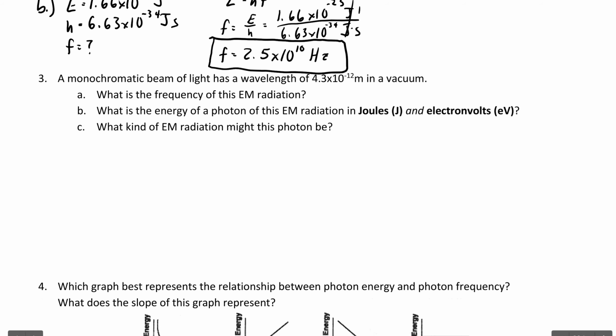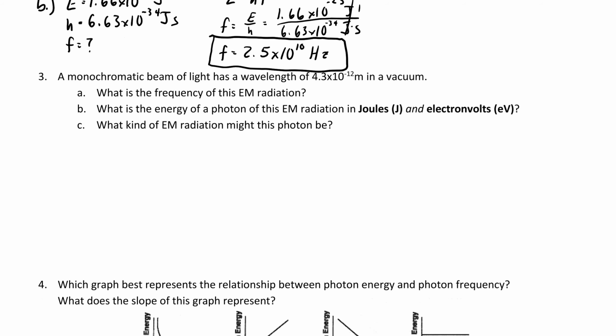So hopefully, if you didn't try this yet, try this one out on your own first before I do it, because I'm going to do it kind of quick now. Part A is a little bit different. So now they're telling you the wavelength, right? So lambda is equal to 4.3 times 10 to the negative 12 meters.